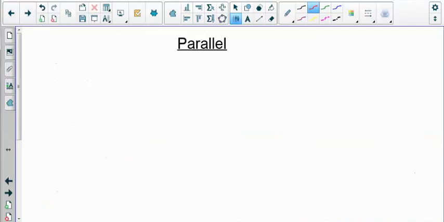Okay, so we're going to start out looking at parallel. What does parallel mean? As I told you, it means the same slope. So let's go ahead and do an example. y equals 5x plus 4. If I wanted to make an equation of a line that was parallel to y equals 5x plus 4, the only thing I have to do is make sure that my slope is 5.